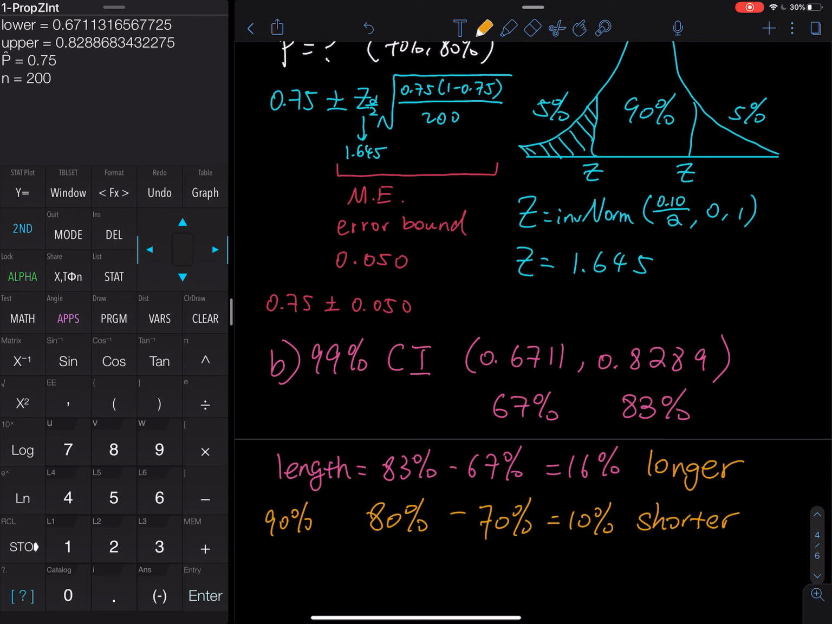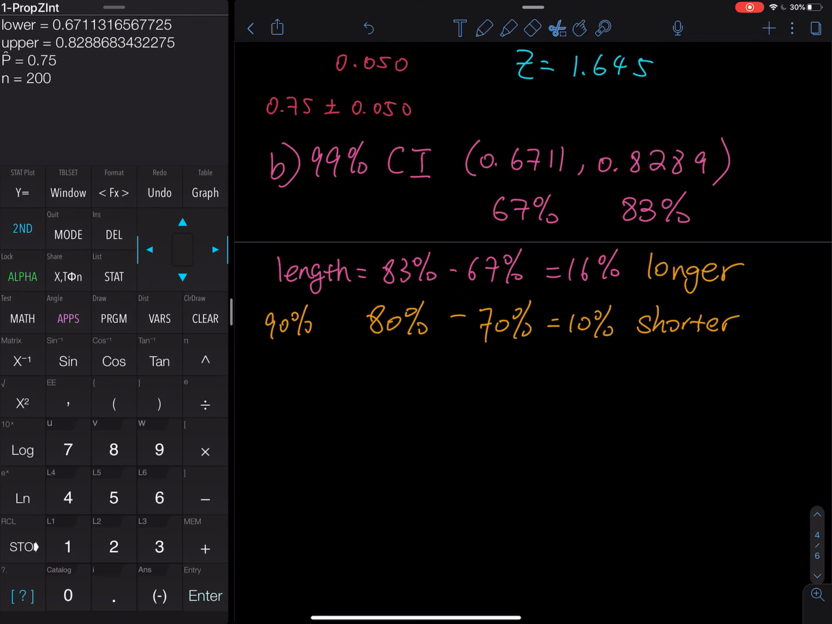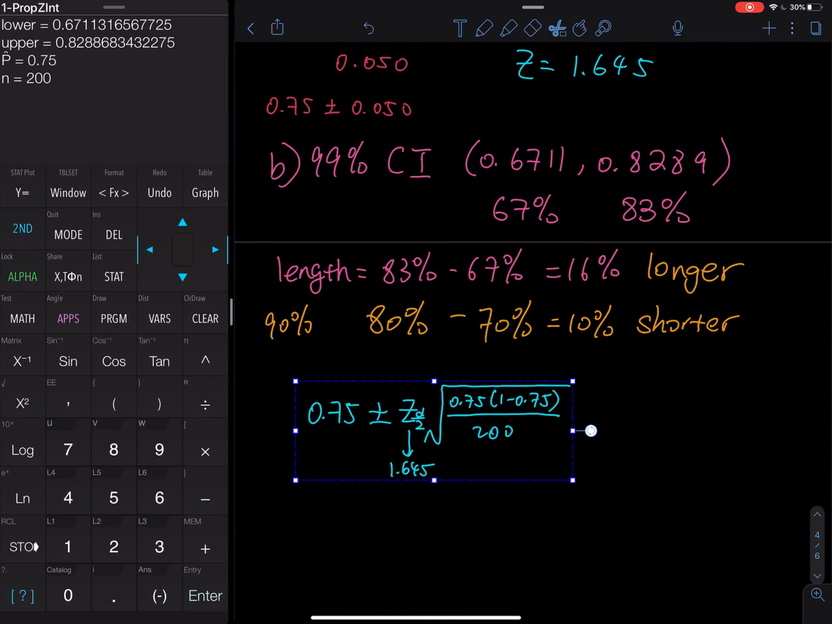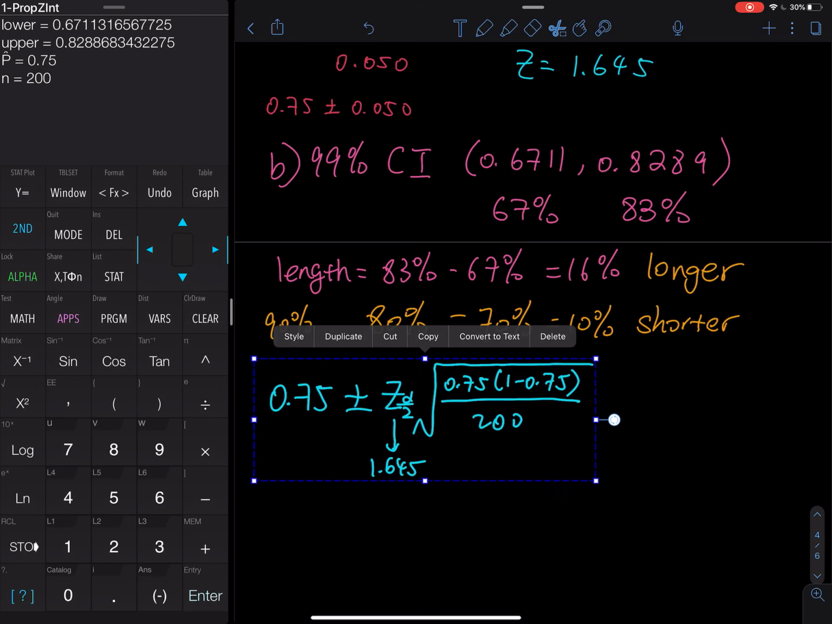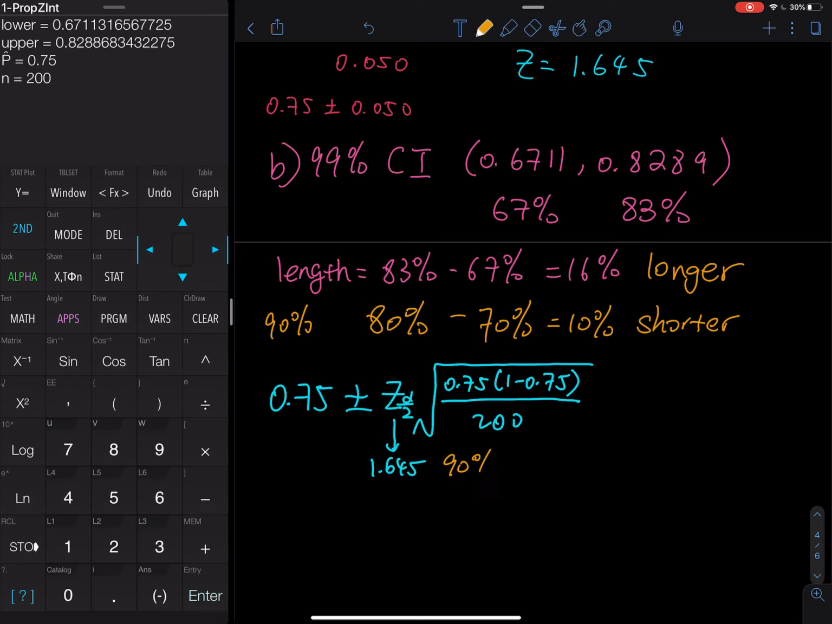What is the reason? Let me paste this. The blue we have, this one is from the 90% confidence interval, right? So what about a 99% confidence interval? What is my Z value for the 99% confidence interval? Everything else won't change. So let's take a look at that real quick.